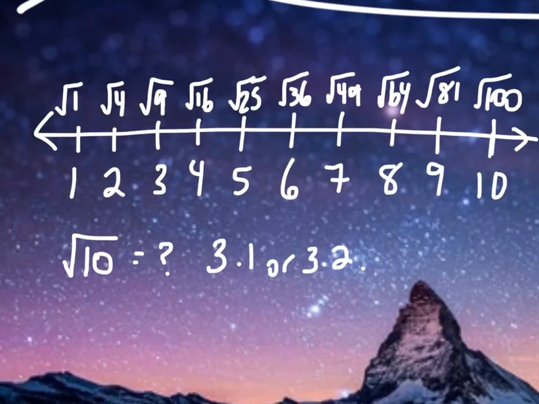What if we were asked to estimate the square root of 42? So again, we're going to look at our top row here and look and see where 42 would fit. And I know 42 is between 36 and 49, which means the square root of 42 would be between 6 and 7. So it's going to be 6 point something.